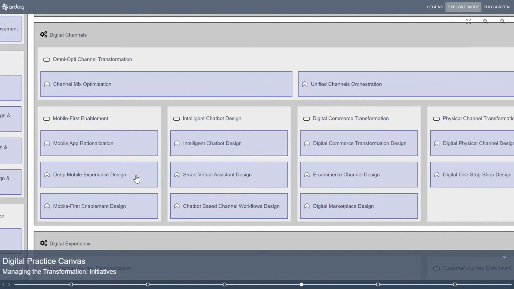Deep mobile experience design, which is taking control of all of the data that is available on a mobile interaction device and the experience for the customer, and mobile first enablement design, which is essentially putting forward the mobile first strategy to ensure that the execution is effectively managed.